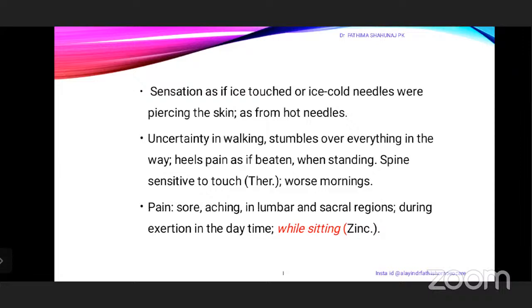And here pain is sore, aching in lumbar and sacral region during exertion in the daytime while sitting. So there will also be an aching and sore pain in the lumbar sacral region, mainly during exertion, that is also peculiar in the daytime, which is also aggravated while sitting. So these symptoms are compared. Okay.